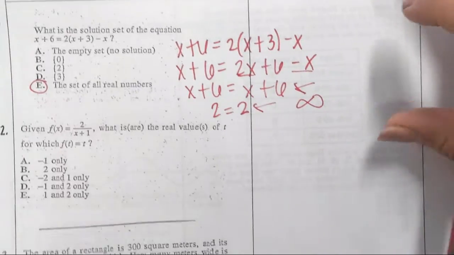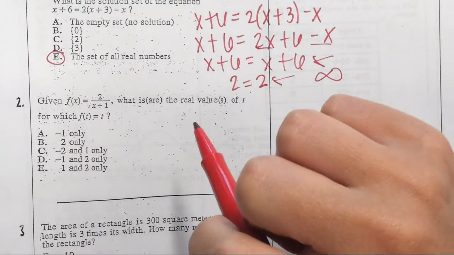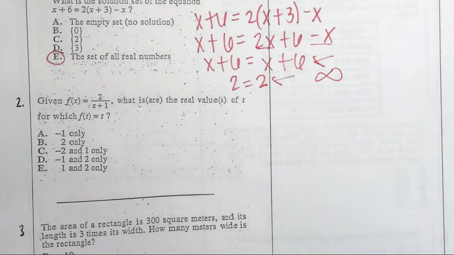Okay. Next one, given f of x, and they give you a function. What are the real values of t for which f of t equals t? Did y'all do math skills, plug in, or back solve? I plugged in. Anybody? I didn't know what to do. Okay, so she didn't know how to solve it, so she's plugging numbers in.